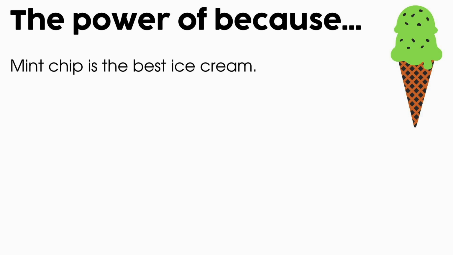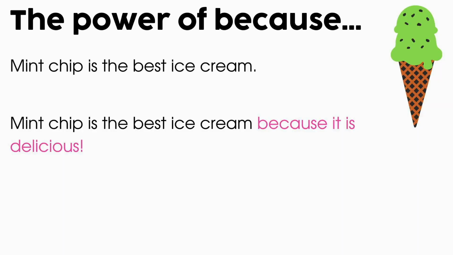Mint chip is the best ice cream. But I'm going to say because, and I'll show them how adding because forces me to add a detail and makes my sentence more interesting. Mint chip is the best ice cream because it is delicious.